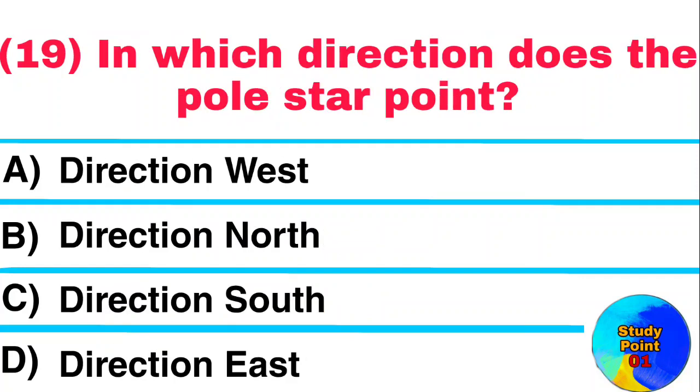Question. In which direction does the pole star point? A. Direction West. B. Direction North. C. Direction South. D. Direction East. Answer. Direction North.